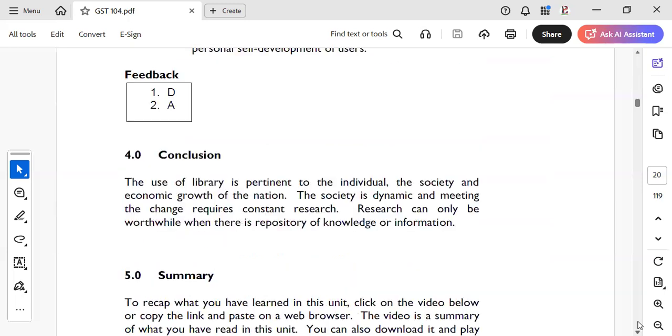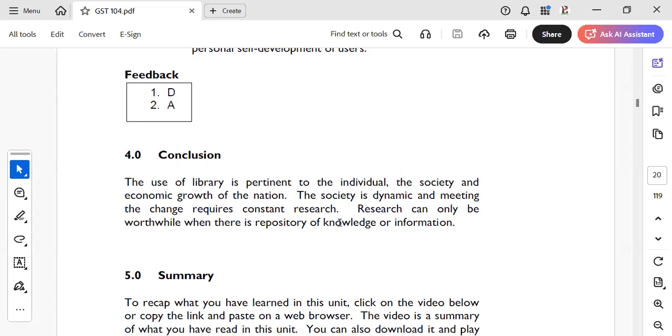In conclusion to this section of types of library, the use of library is pertinent to the individual, the society, and economic growth of the nation. The society is dynamic, and meeting the change requires constant research. What they're saying is that the society is always changing, and there is new knowledge every day. So you have to update your knowledge.